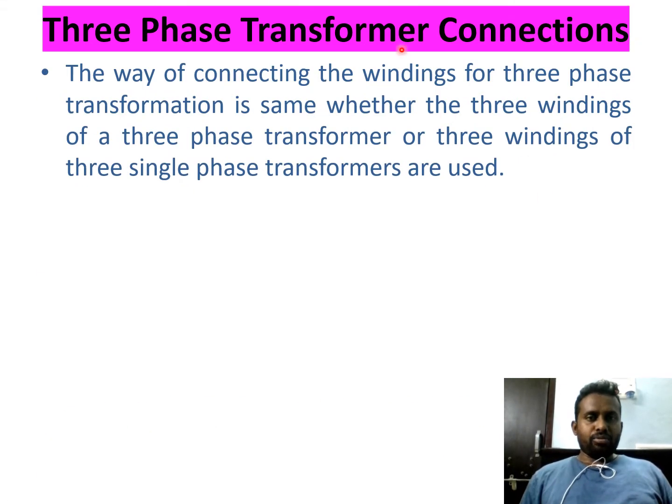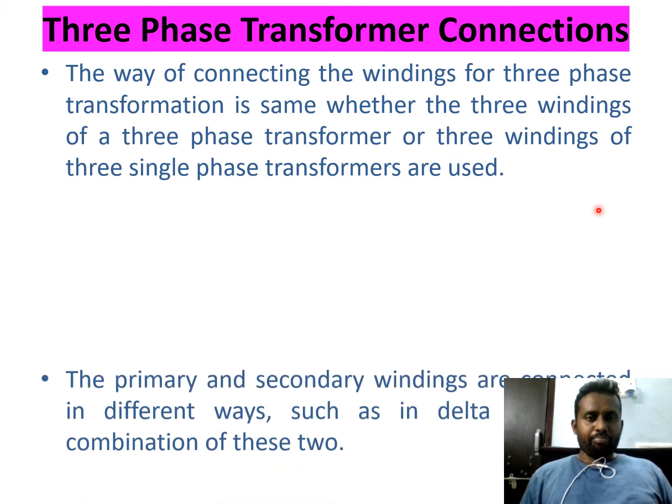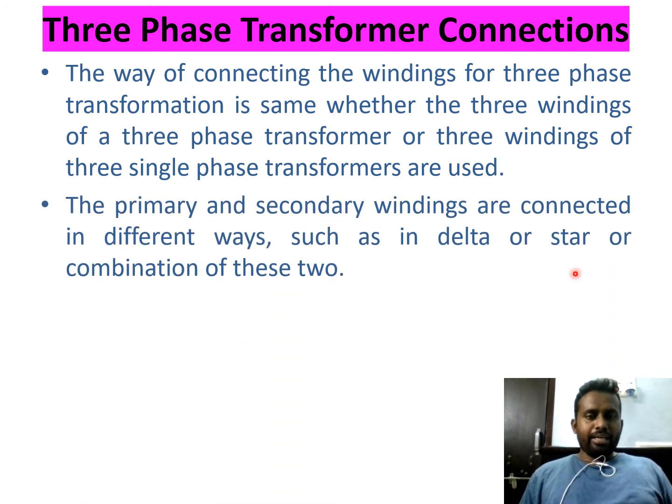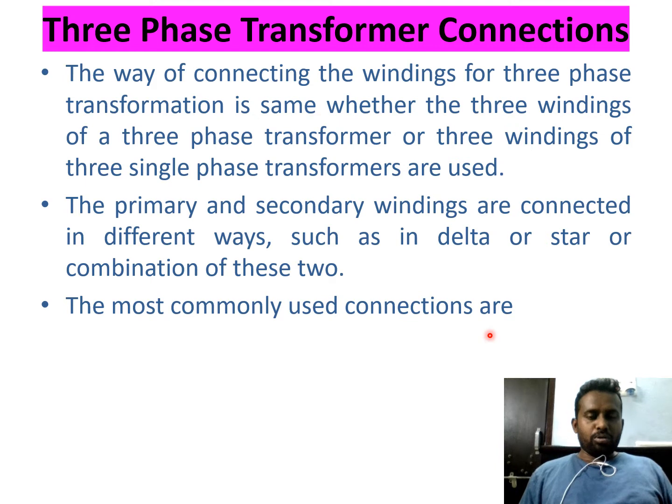Now 3 phase transformer connections. The way of connecting the windings is the same whether you are using 3 single phase transformers as a 3 phase transformer or a 3 phase transformer unit. The primary and secondary windings are connected in different ways, either in star or delta or a combination of these two. The most commonly used configurations are for primary and secondary.